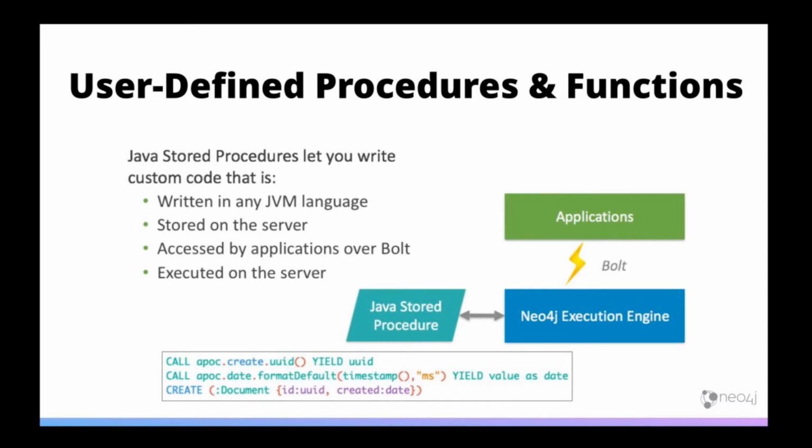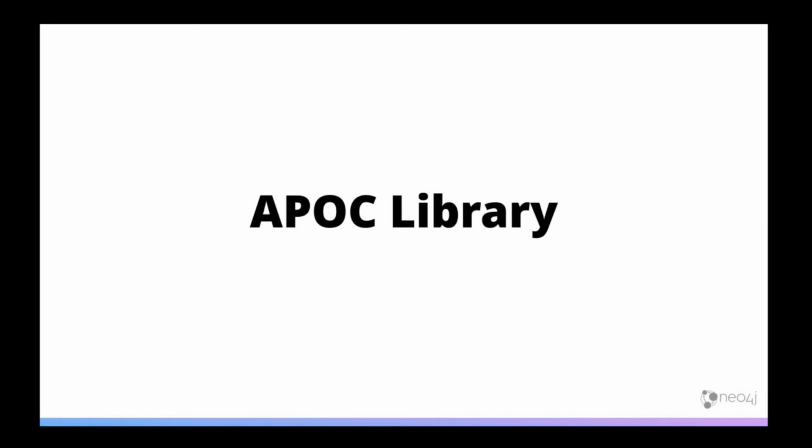You can look at writing your own user-defined procedures and functions, but you can also look at the APOC library. This is a huge library of hundreds of stored procedures and functions which allow you to do a variety of different things like run graph algorithms, import data from a variety of different data sources, interact with date and time objects, run some queries on the overall structure of your graph, all sorts of different functionality. So I'd encourage you to check out the APOC library if you're serious about Neo4j.